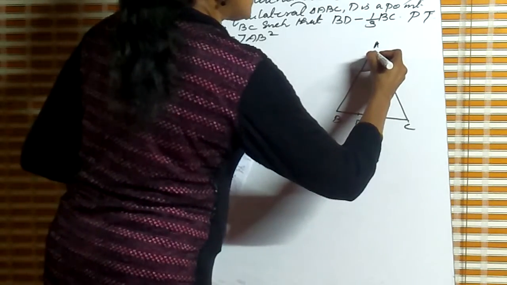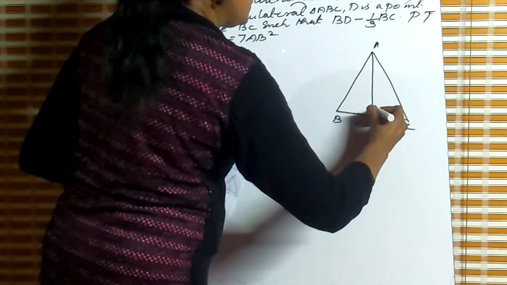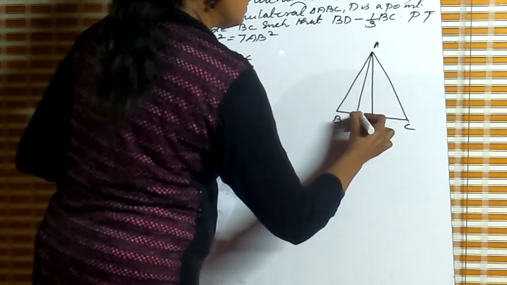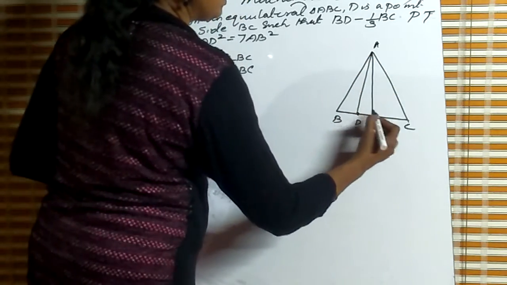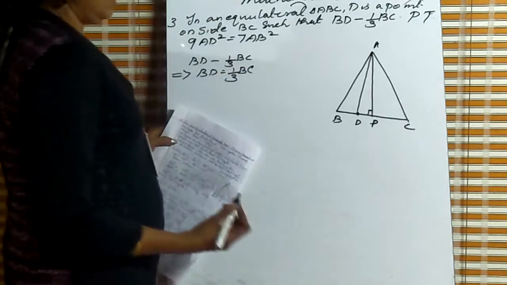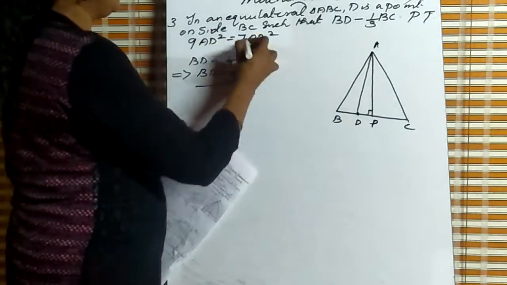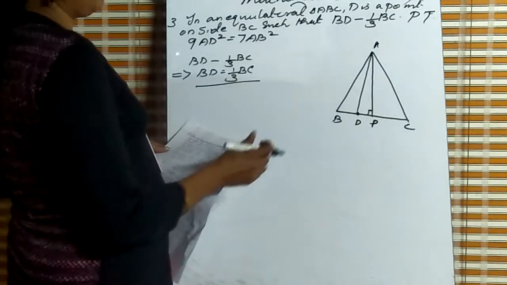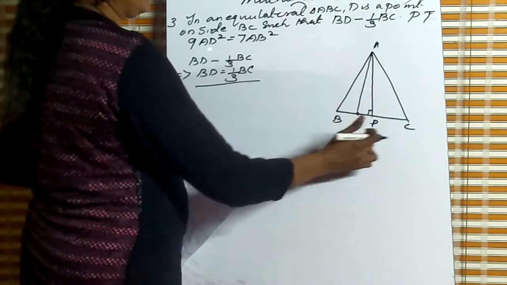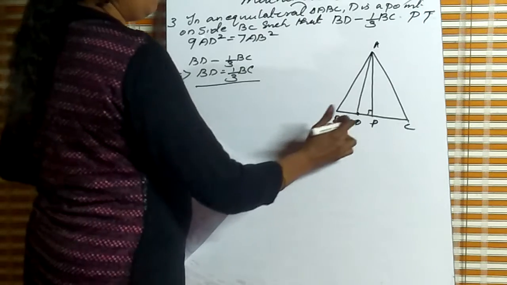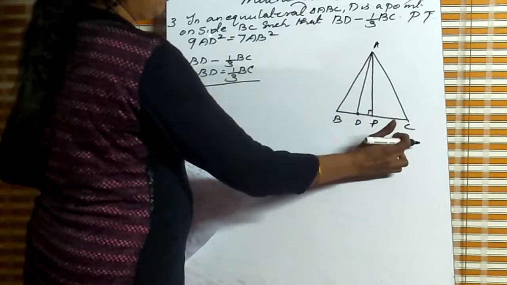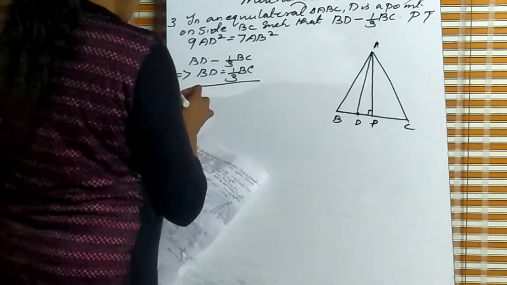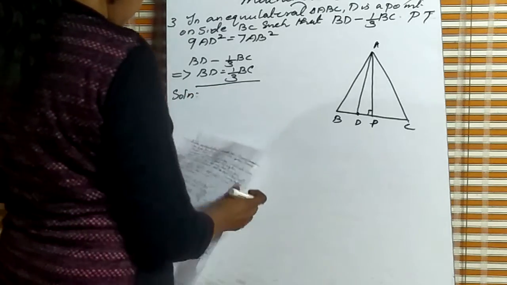Then draw the perpendicular AP and join AD. To prove that 9 AD square is equal to 7 AB square. For that, what is given here: we have an equilateral triangle ABC and D is a point on BC such that BD is equal to 1 by 3 BC, and draw AP perpendicular to BC. Solution. This is a very important question.